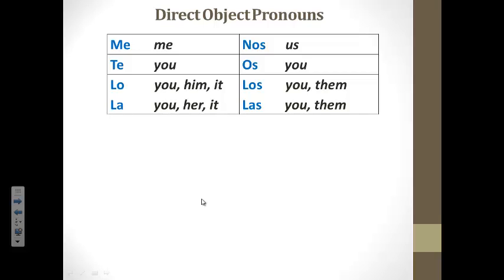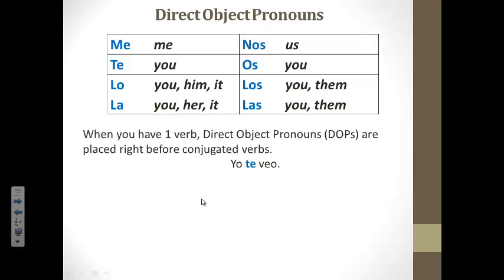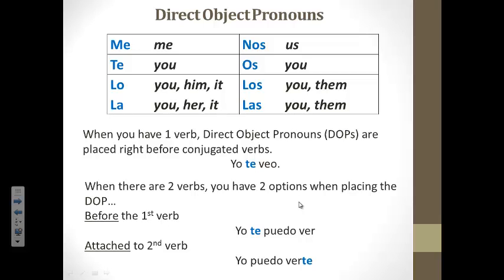And just a reminder on when using pronouns in Spanish, location is important and it's different than English. Just a reminder that when you have one verb, your DOP, or any pronoun for that matter, will go right before the conjugated verb. The example here is yo te veo, I see you. And then you have two options when you have two verbs. You can place that DOP before the first verb, or you can attach it to the second verb. So you'll hear me say time and time again your universal pronoun rule. One verb, one option. It's got to go in front. Two verbs, two options. In front of the first, attached to the second.